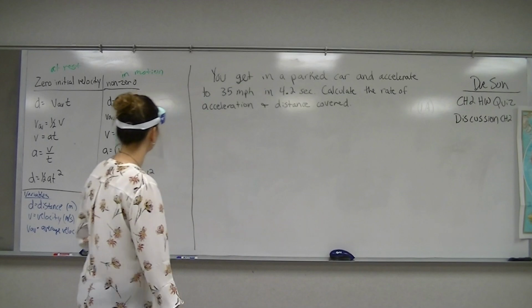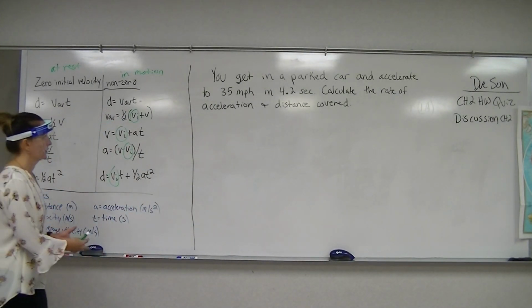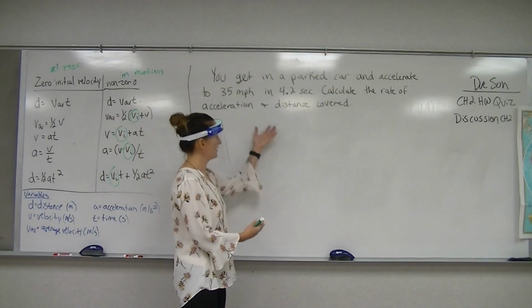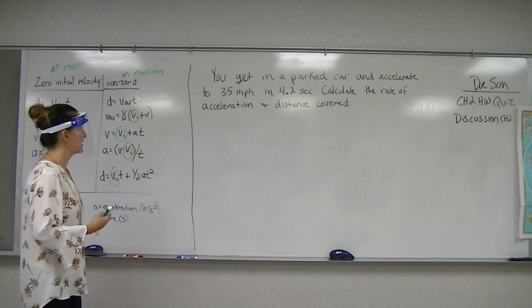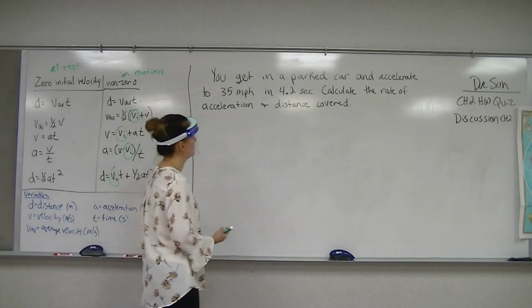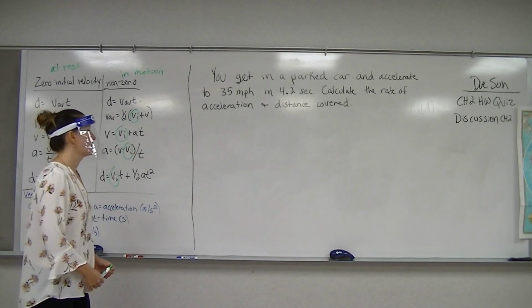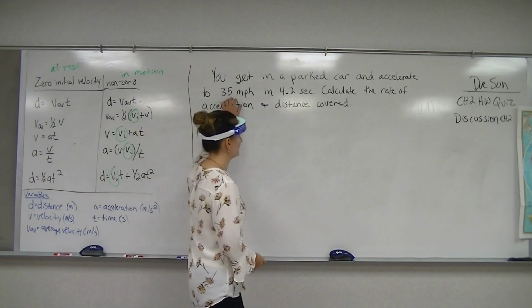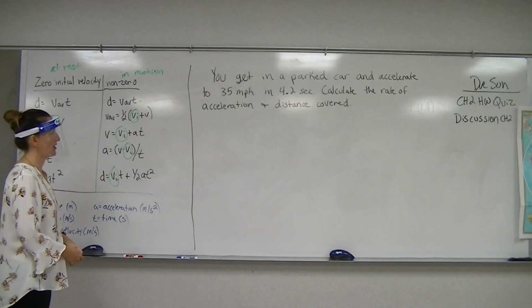So let's look at how we're going to apply this. Because this is the part I can't cover on a PowerPoint, right? Step-by-step problems. So the first problem we're going to look at is, say you get into a parked car and you start accelerating. You get up to 35 miles per hour. It takes you 4.2 seconds to get to that velocity. We want to calculate the rate of acceleration and the distance covered.